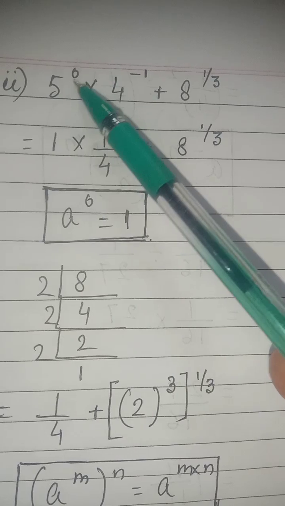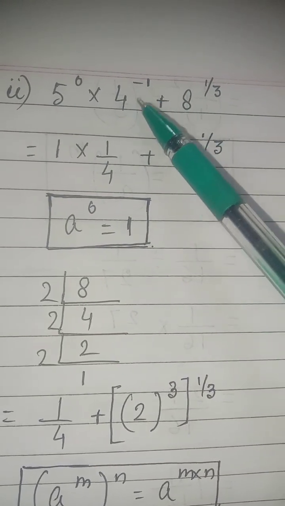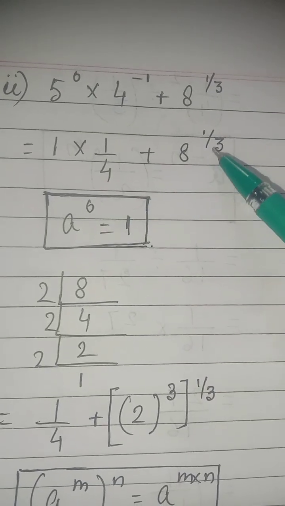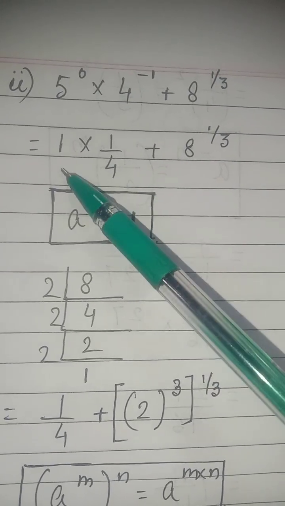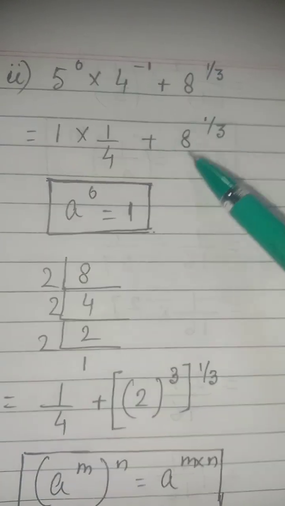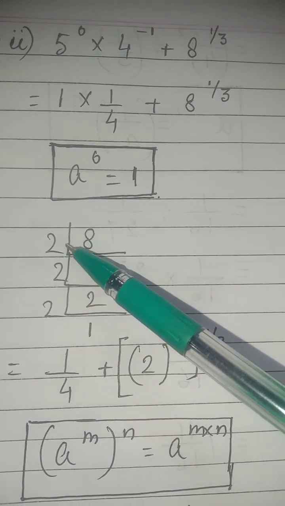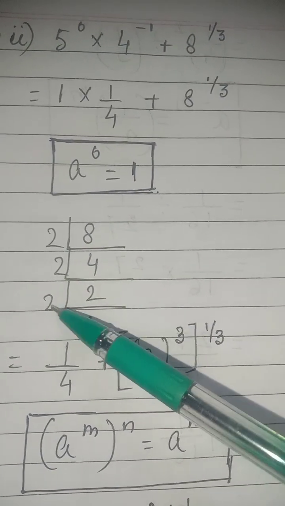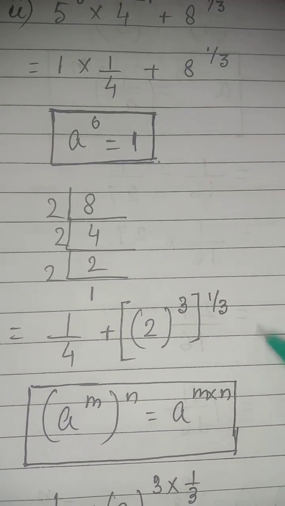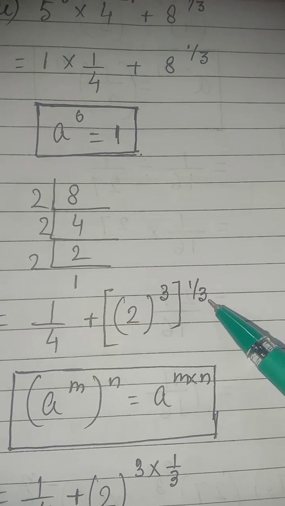So that is why 5 to the power 0 is 1, into 4 to the power minus 1, which can be written as 1 by 4, into 8 to the power 1 by 3. Now 1 by 4 is written as 1 by 4, and for 8 we have to do the prime factorization. So prime factorization done: 2, 2, 2, three times. So 2 to the power 3. So instead of 8 we have written 2's cube to the power 1 by 3.